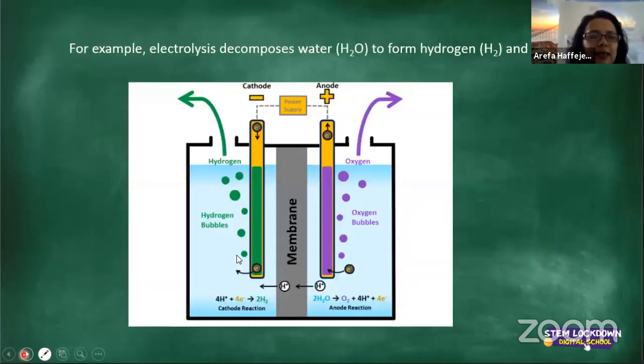So another example of electrolysis, a clearer example, is this picture here. You have a power supply heating this water, and you see it forms hydrogen. The bubbles coming out go into hydrogen gas, and the oxygen comes out here. So this water is broken up into hydrogen and oxygen.